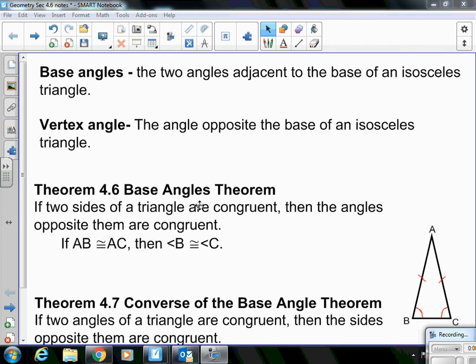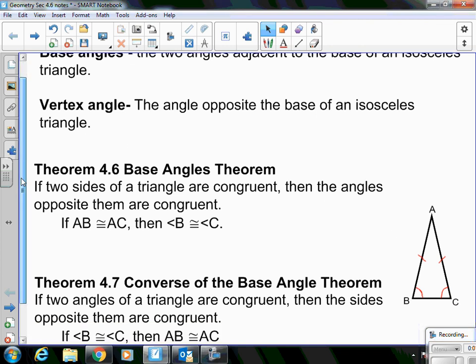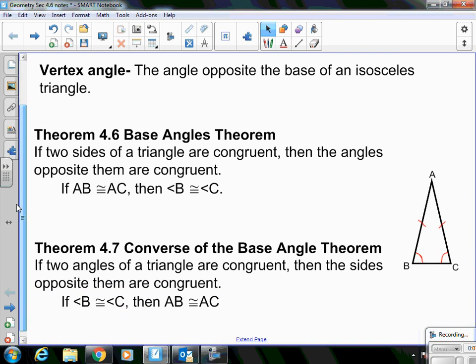Theorem 4.6, the base angles theorem, says if two sides of a triangle are congruent, then the angles opposite them are congruent. And theorem 4.7, which is the converse of the base angles theorem, tells us if two angles of a triangle are congruent, then the sides opposite them are congruent.